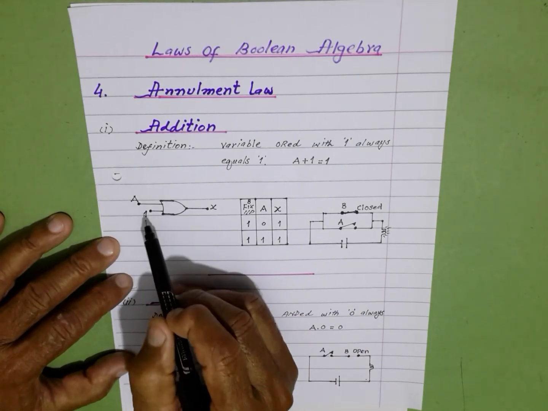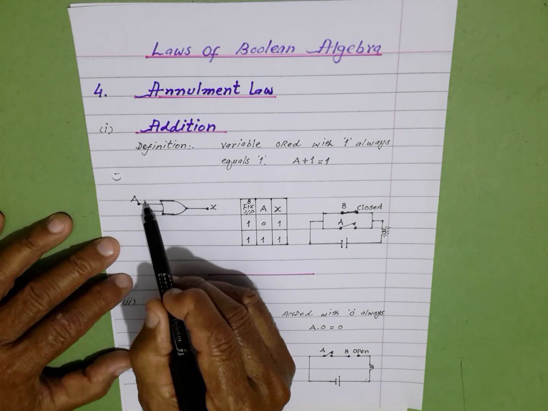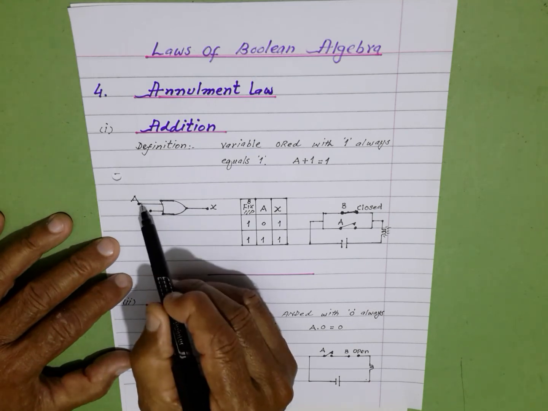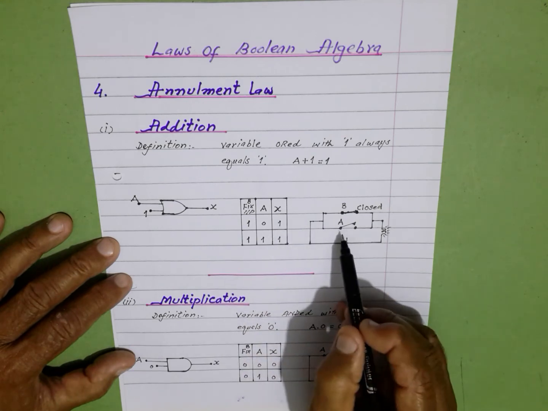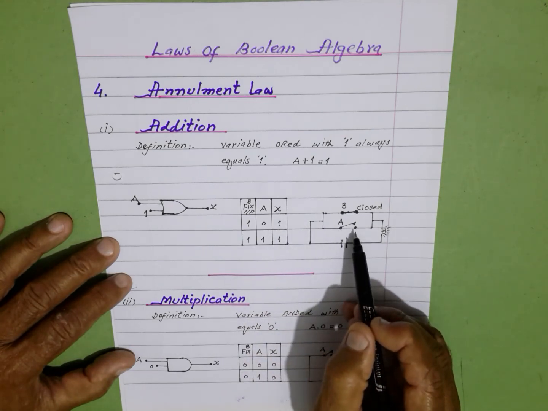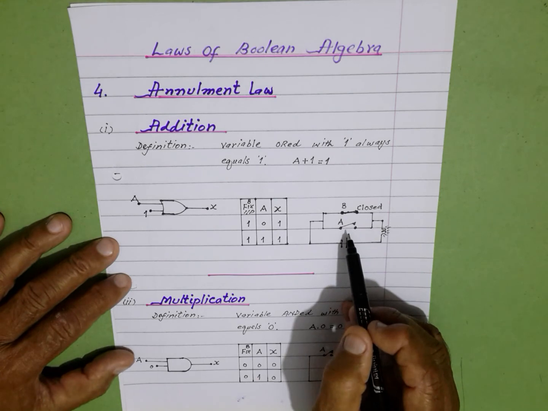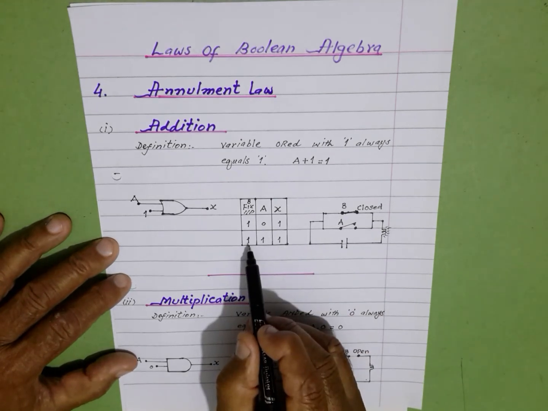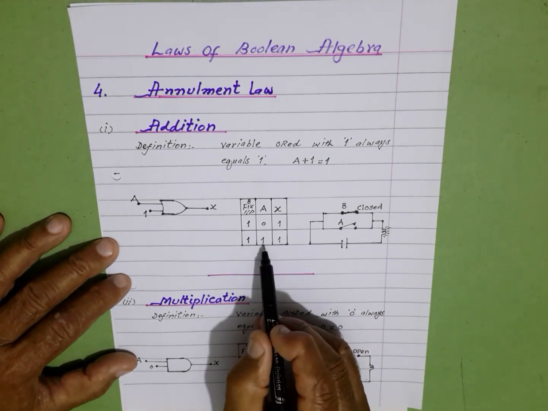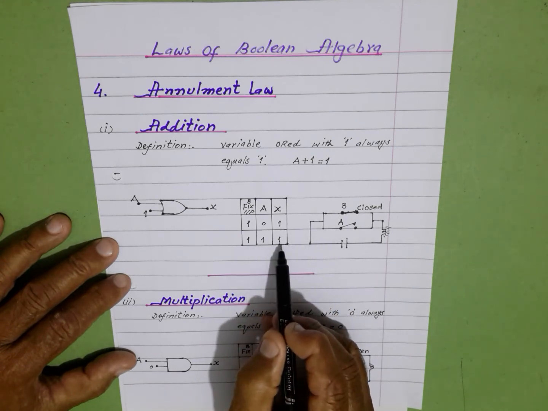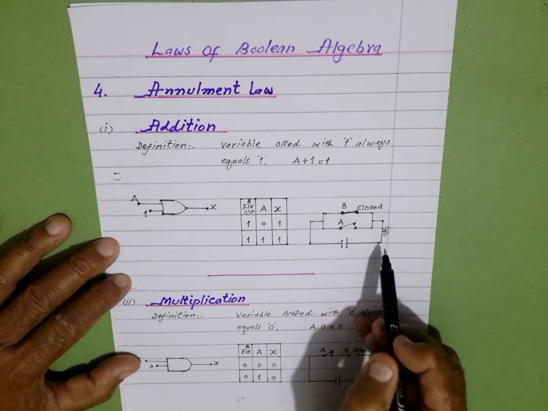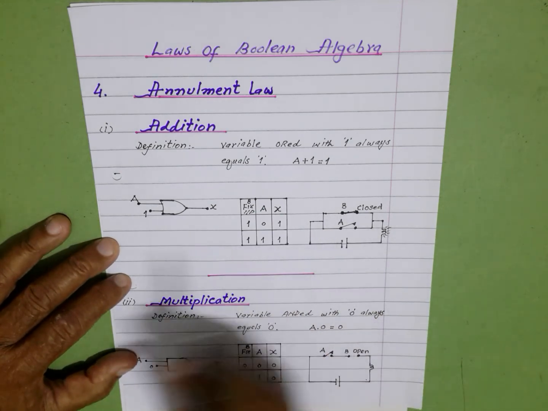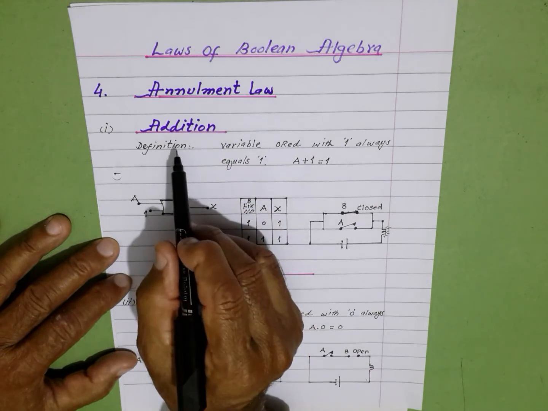Now let us see that we are applying a low level voltage, that is logic 0. 0 plus 1, in the output we get 1. When switch A is closed, this is 1. Both are 1, 1. B is already closed, and now I have closed A switch. The output is 1. Why? Because current is flowing through both the branches and lamp is lighting. This is called the annulment law of addition.